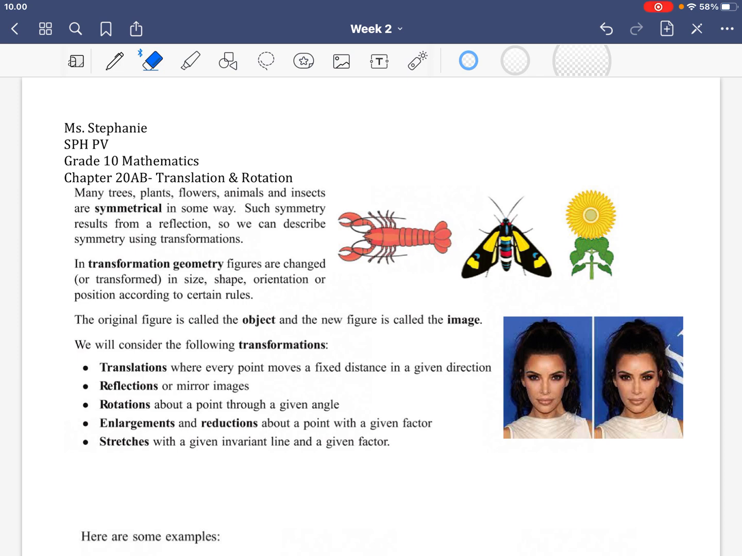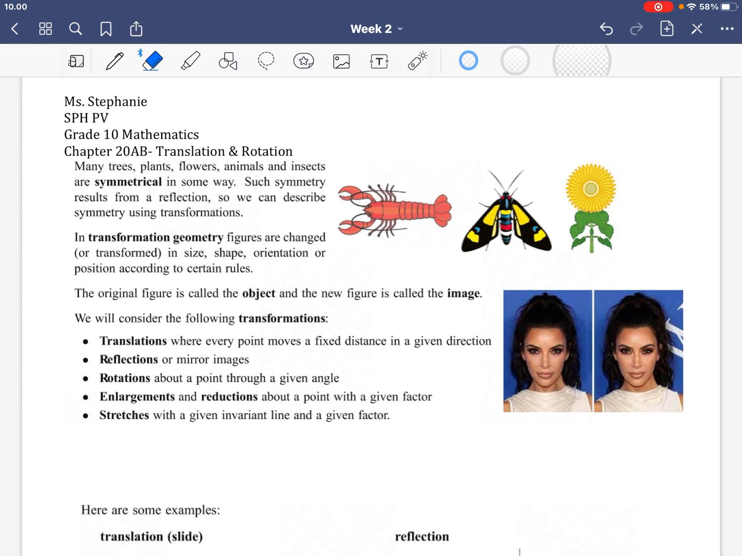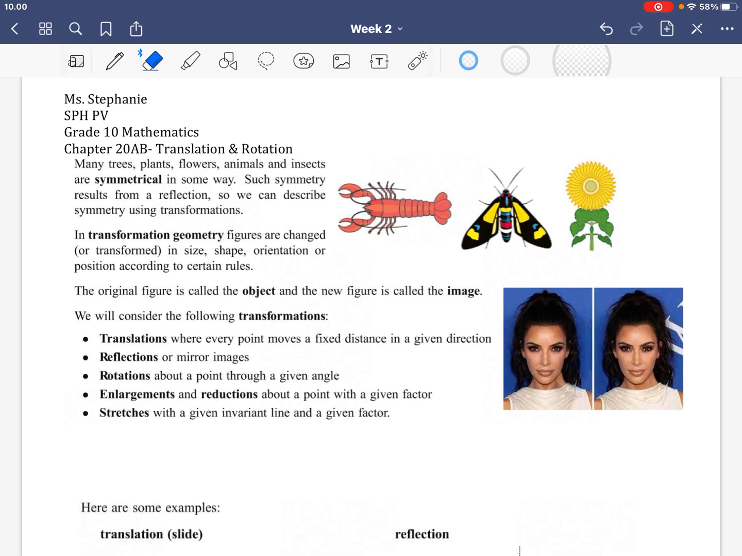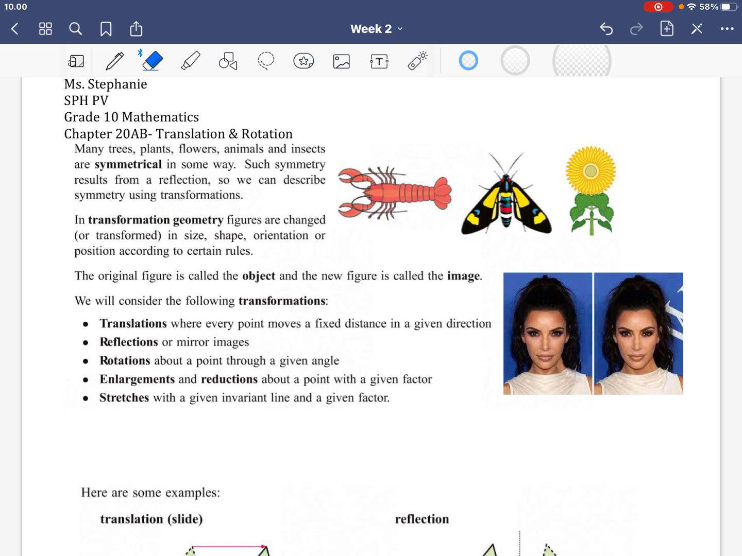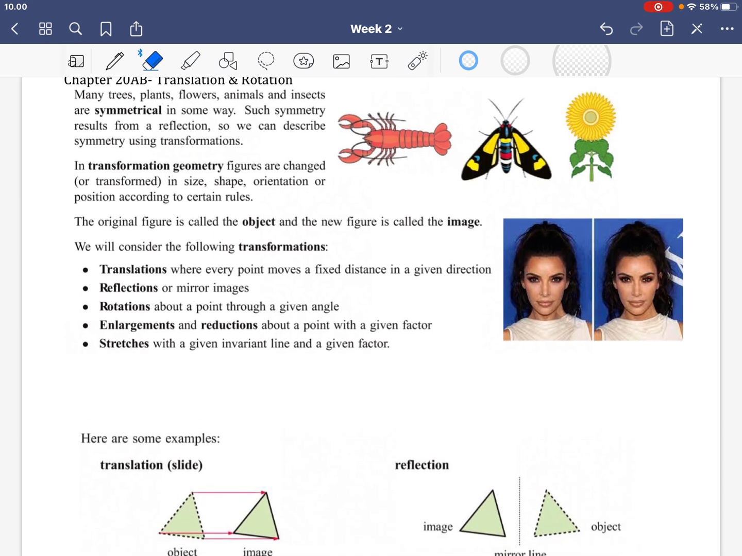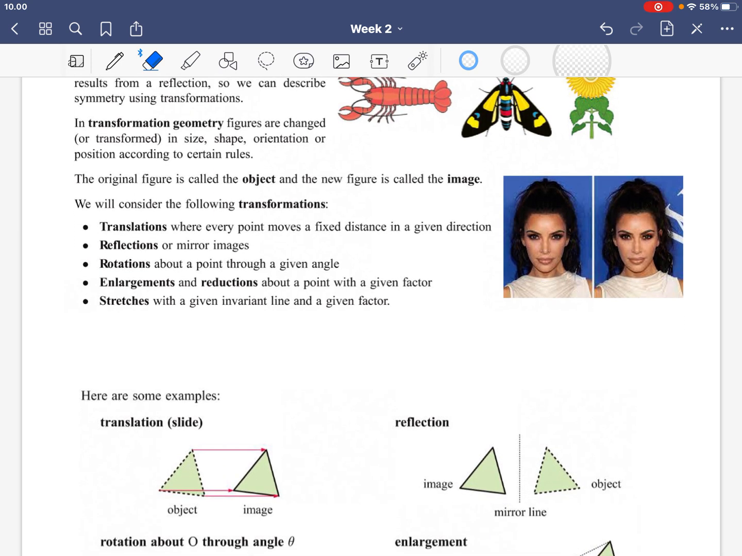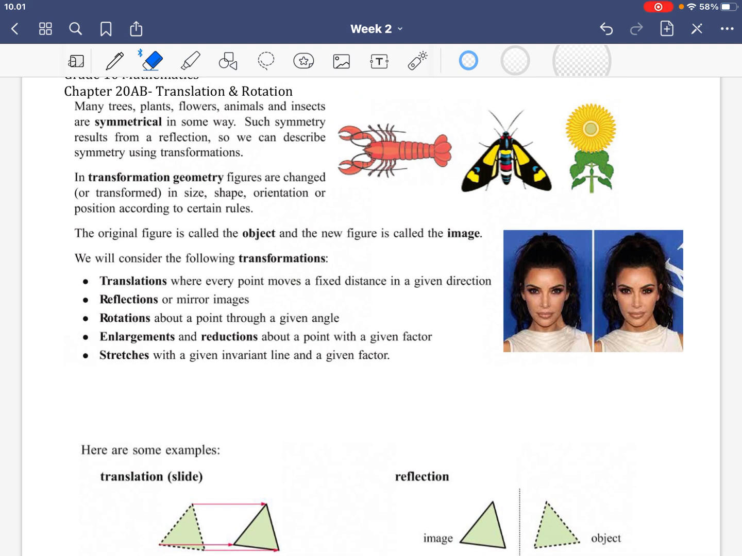And then transformation geometry. It means that we change figures by its size, shape, orientation, or position. So that's what we're gonna explore in the next week. So the original figure is called the object, and the new figure is called the image. So think of it as whenever you're taking pictures, you have an object to take a picture of, and then once you take that picture, it becomes an image, right?